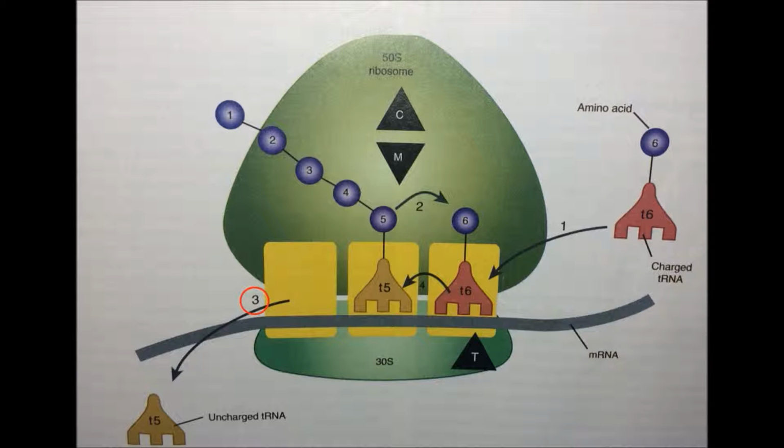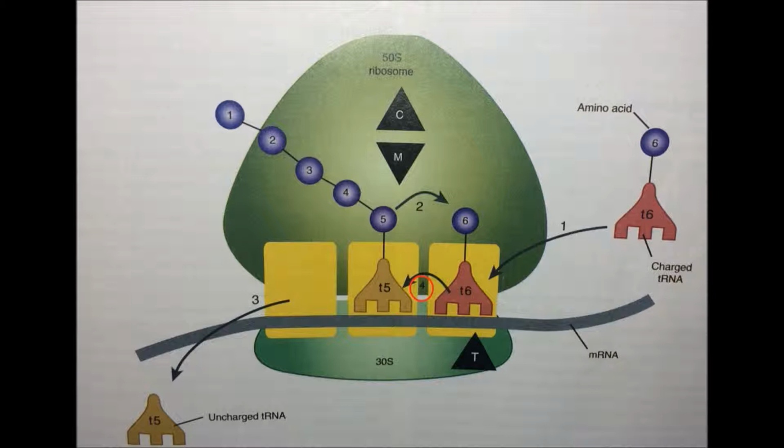Third, the uncharged tRNA left at the donor site is released. Fourth, the new 6 amino acid chain with its tRNA shifts to the peptidyl site, or what you call translocation. The antibiotic sites are shown as triangles.